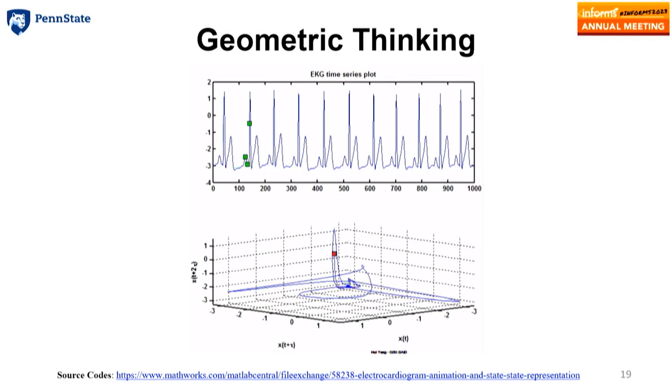And people often ask me a question. So we have an EKG time series. We can see very straightforward information. Then why do we need to embed it in a high-dimensional space? Or why do we need geometric thinking? Now I'm going to give you an example.